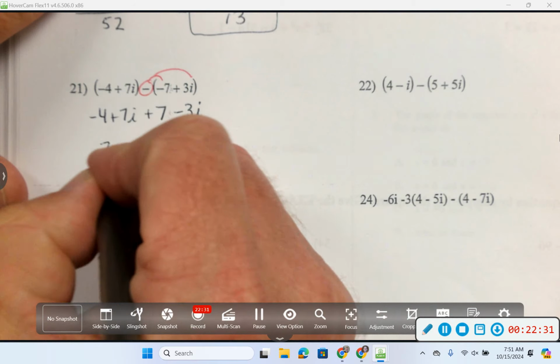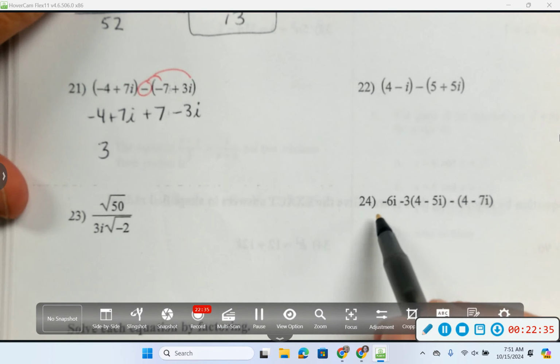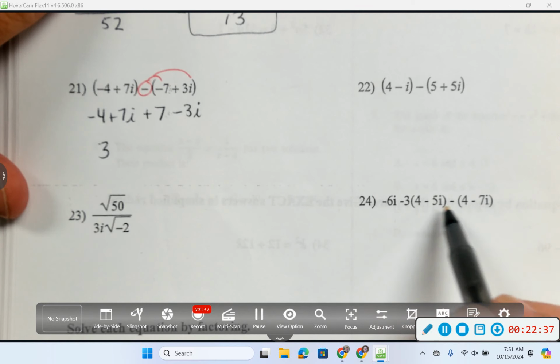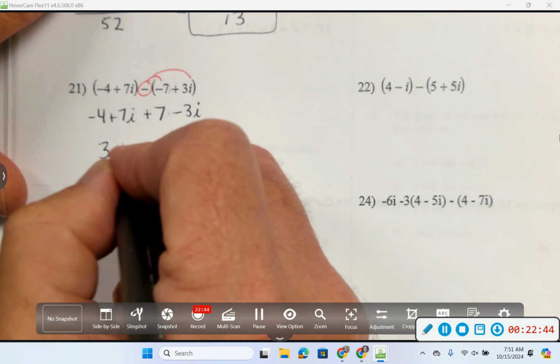What about 24? 24, well, you got some multiplication to start with. Yeah, but on the right, that's just... But then subtraction. Let's see, so 3 plus 4i.